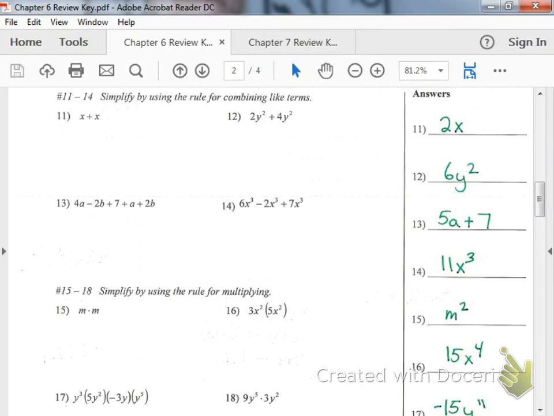Alright, top of the back. So here's where we start to get into the specific rules, but they're still separated by the process. So for example, 11 through 14, all of those are combined like terms. 15 through 18, all of them are the multiplication rule. I think they really get tricky on the section where they're all mixed up, so hopefully these are still going well for you. Any questions 11 through 16?